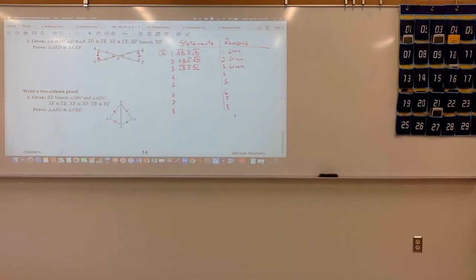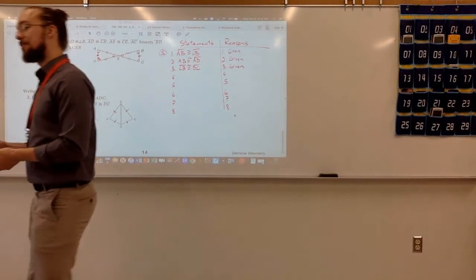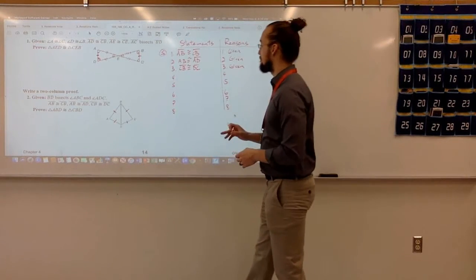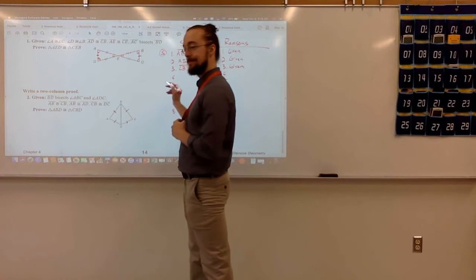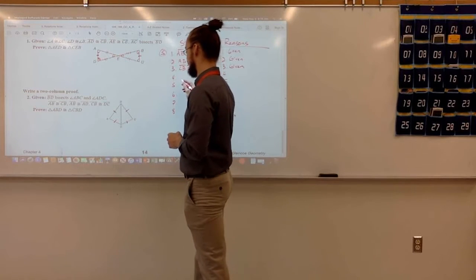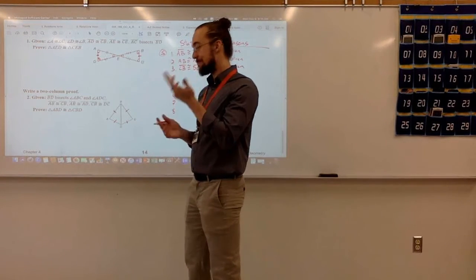So yeah, you count all three pairs of sides. We also need to show all the angles as well. It's a little bit long. You don't have to write all the angles.